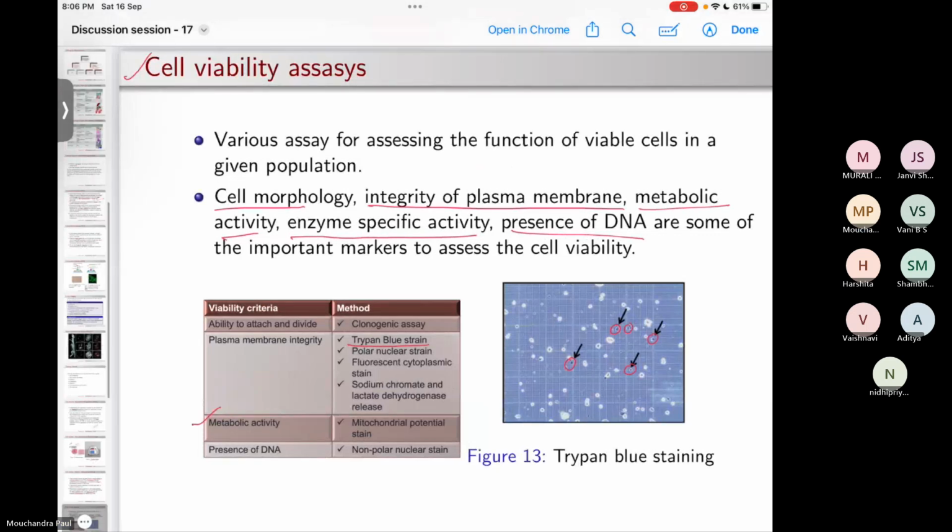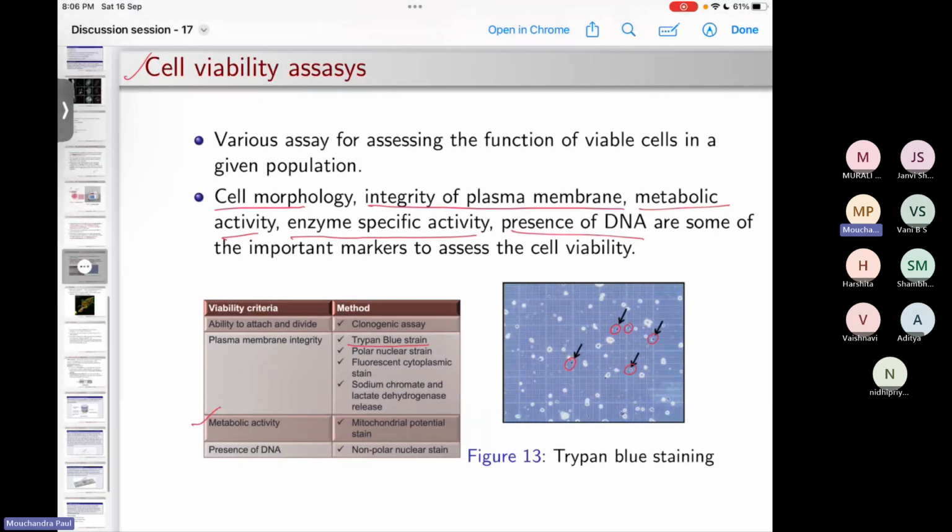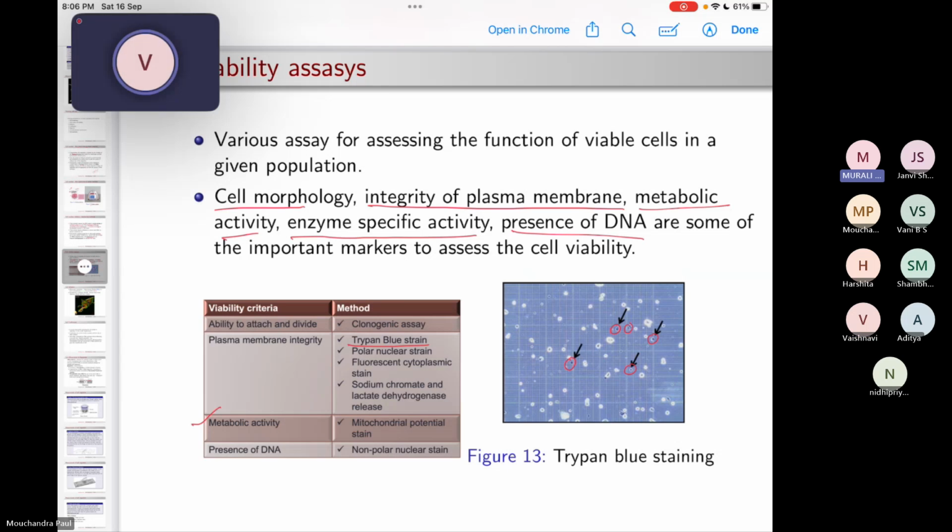Any queries so far? Can any one of you confirm whether or not my screen is visible? Yes, ma'am, it is visible.